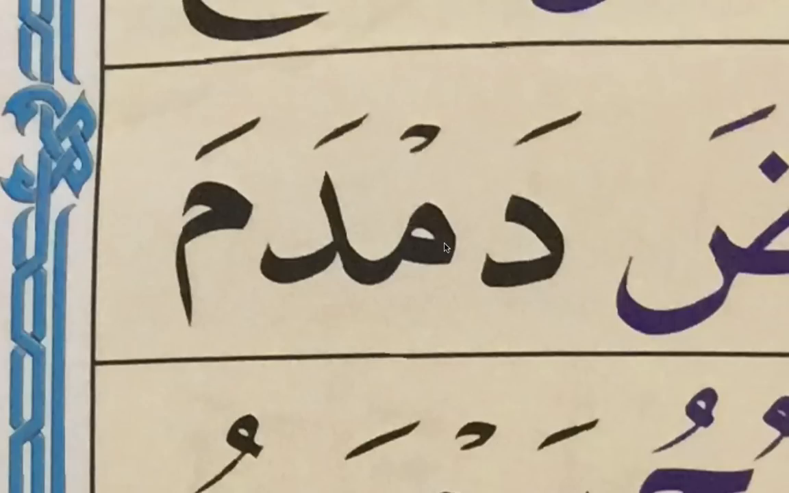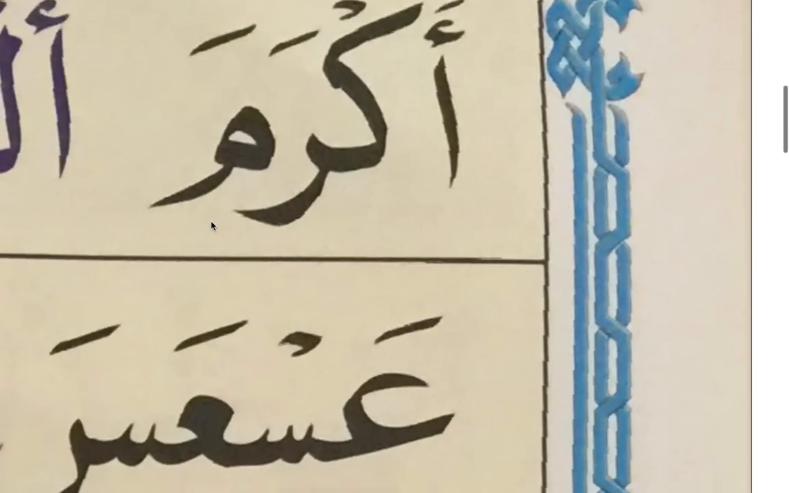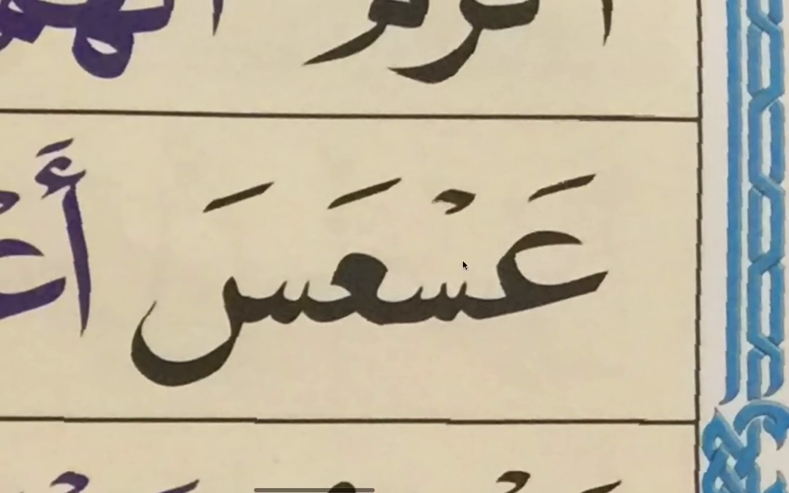Dal fatha mim sukoon dam. Dal fatha da. Dam da. Mim fatha ma. Dam dama. That's the end of our second line. Moving on to the third. Ain fatha sin sukoon as.